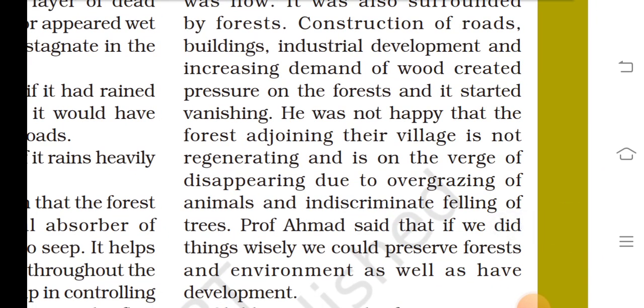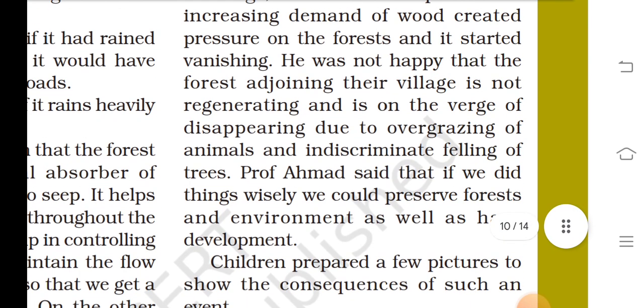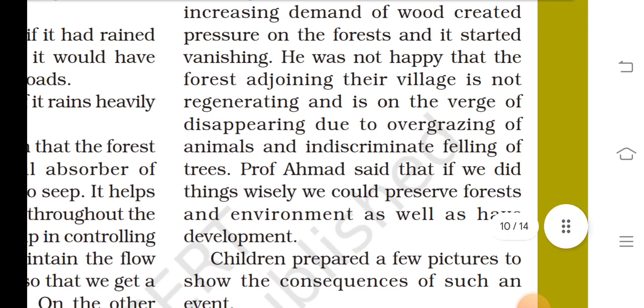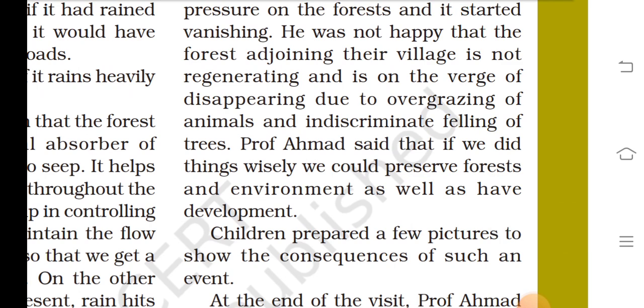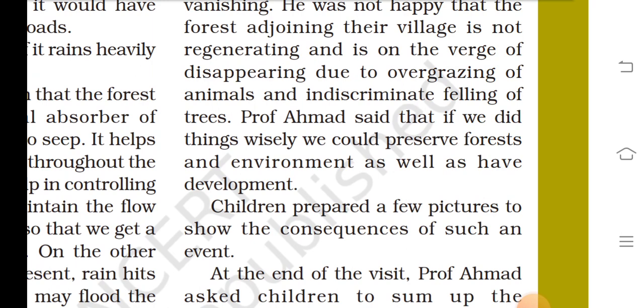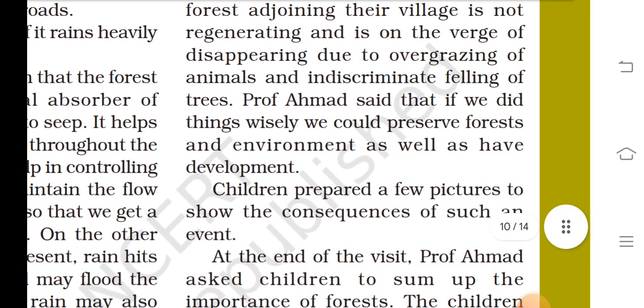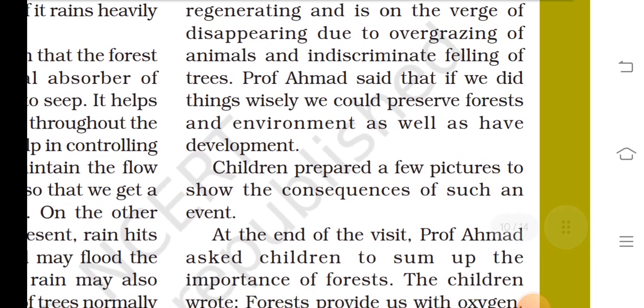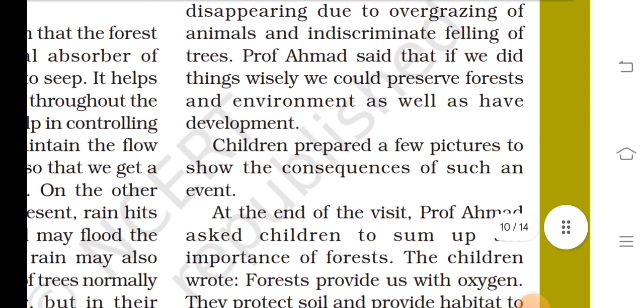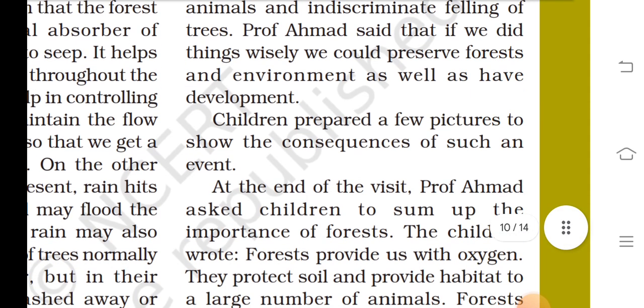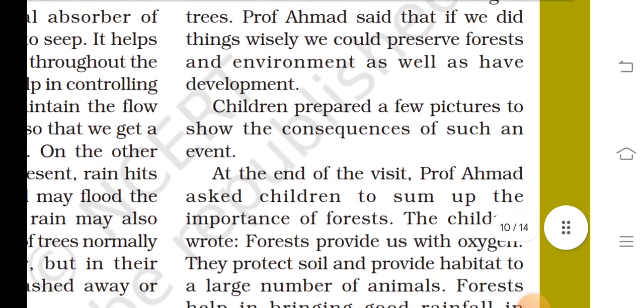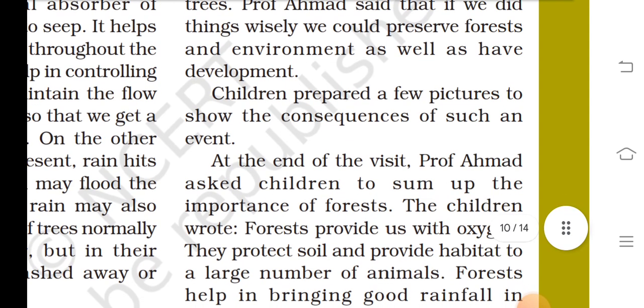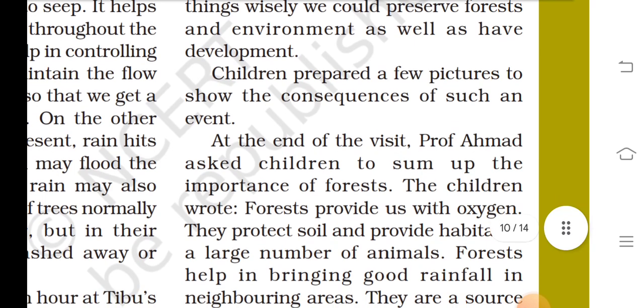Construction of roads, buildings, industrial development, and increasing demand for wood created pressures on the forest and it started vanishing. He was not happy that the forest adjoining their village is not regenerating and is on the verge of despair due to the overgrazing of animals and indiscriminate felling of trees. Professor Ahmed said that if we did things wisely, we could preserve forest and environment as we have development.